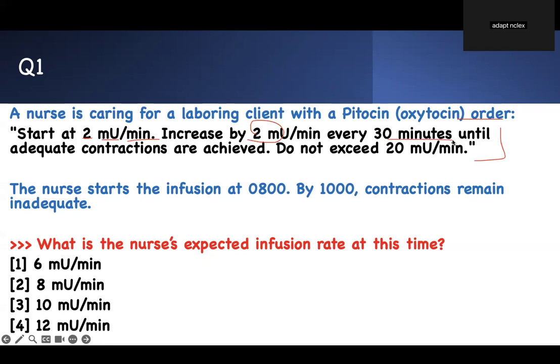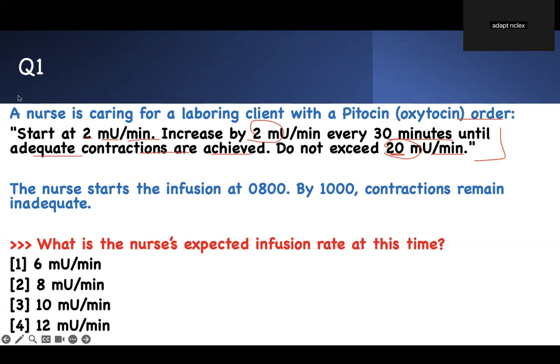Until what? There's a goal: until adequate contractions are achieved. You should not exceed the dose. You cannot keep on increasing it until you're above 20 milliunits. When you get to a certain point, we know that you're going to achieve contraction. It depends. So don't exceed 20 milliunits to achieve contraction.